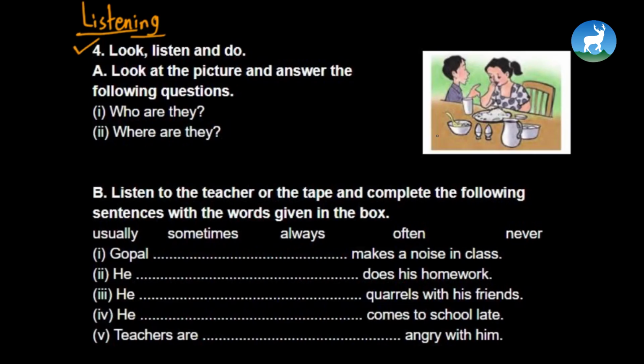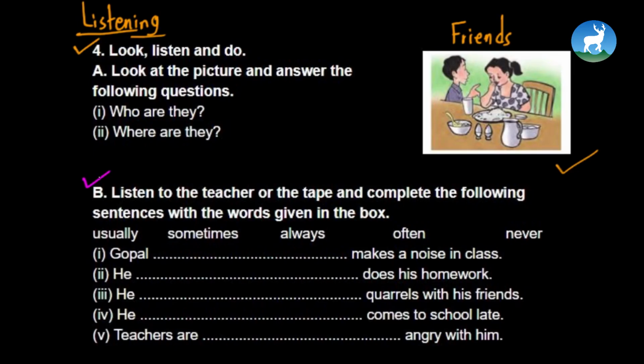So who are these people, by the way? They are in fact friends, and they are in the mess or the dining hall of the school, probably. Let's move on to number B. Listen to the teacher or the tape and complete the following sentences with the words given in the box. So the words are usually, sometimes, always, often, and never.